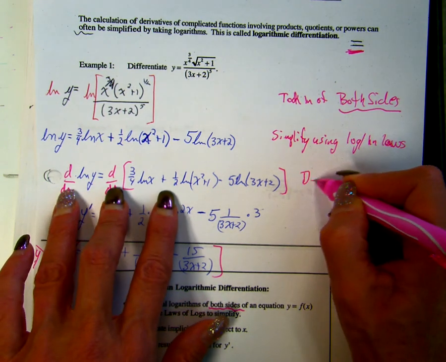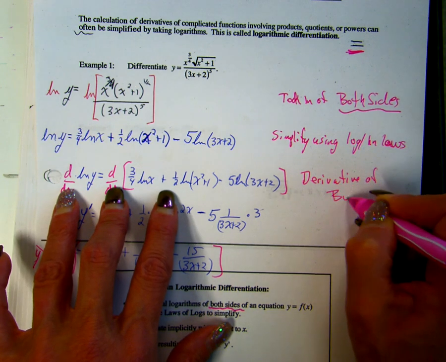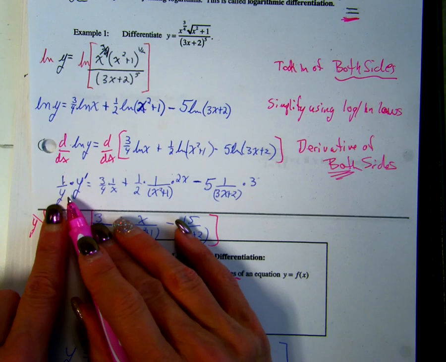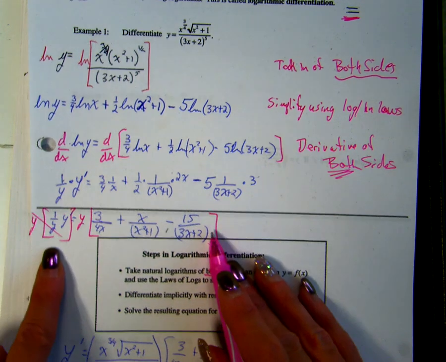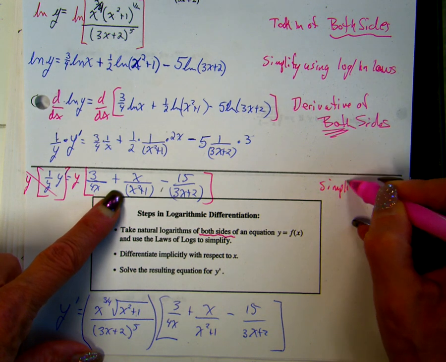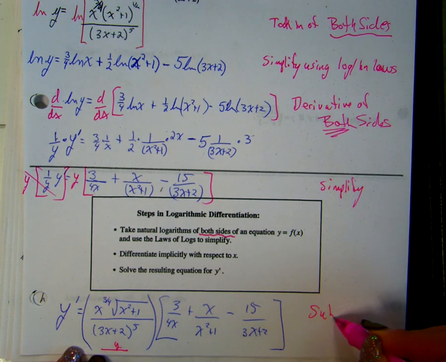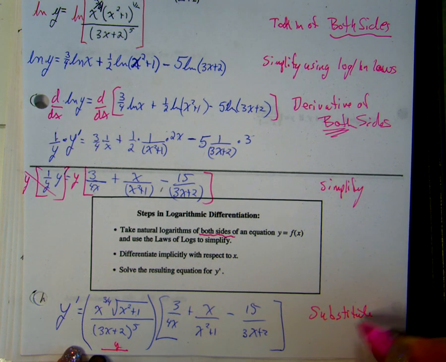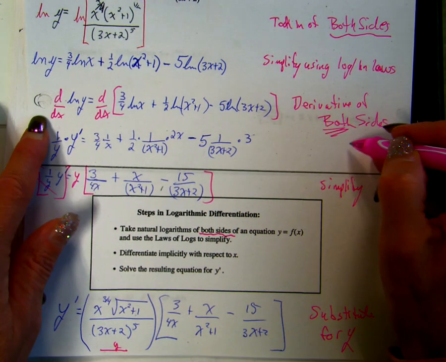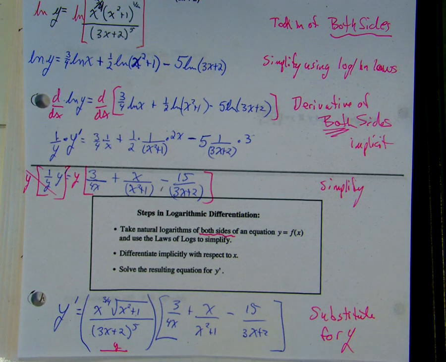Then take the derivative of both sides. And then from there, after we've taken the derivative of both sides, we're going to simplify. And we're going to substitute y in here. Okay, and taking the derivative of both sides means you're going to need to use implicit differentiation. Right? You've got 1 over y times y prime.